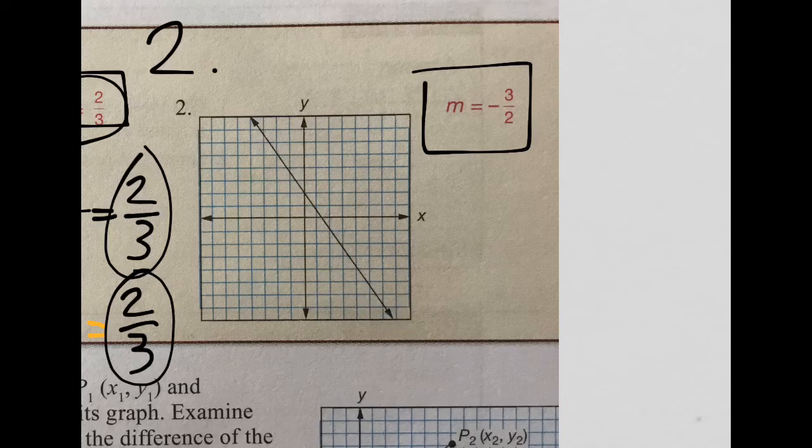And then I would find my 2 points. The closer together they are, the less reducing you have to do. This is 3, and this is 2, so I get 3 over 2, and I know that it has to be negative because it goes downhill, so m equals negative 3/2.